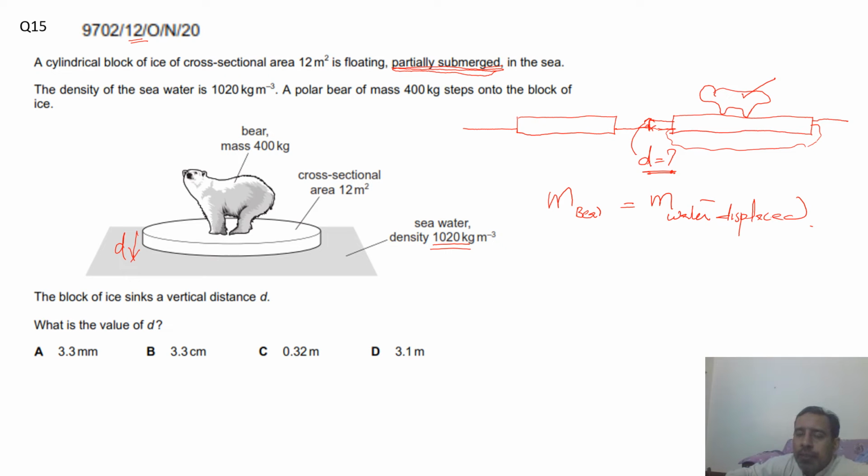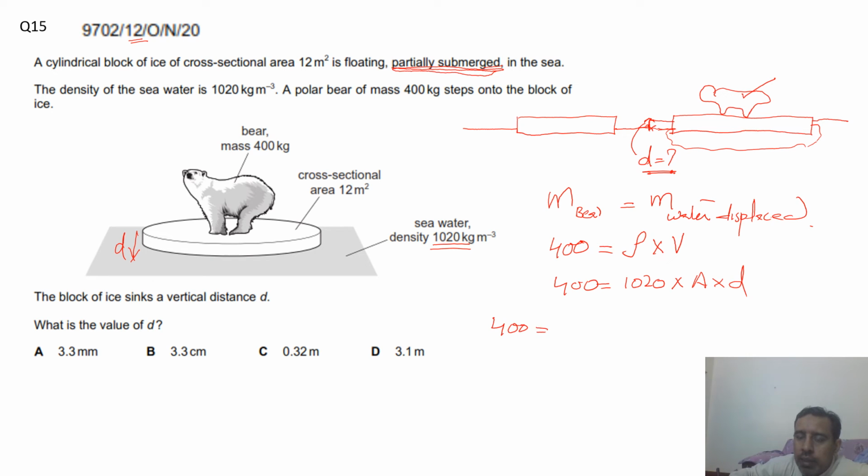Clear? It's like that. For example, if we put a stone inside the water bucket, the water will displace inside the bucket, and that mass of water must be equal to the mass of that stone put inside the water. It's like that. So the mass of the bear is 400 kg. The mass of the water displaced is equal to density into volume of water. Density of water is given, that is this thing, and the volume is equal to area into D, and the area is given as well.